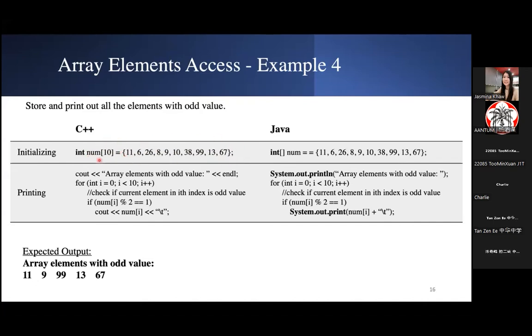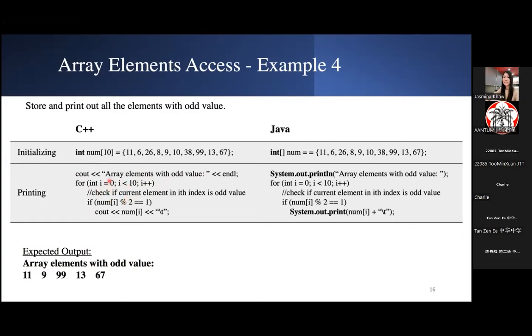After we declare and initialize it, now we would like to print the value with odd value only. So we can add in the condition before we print out the value. Here we have cout array elements with odd value. So this is the expected output, array elements with odd value. Now we have the for loop. So for the for loop, we have index number start with 0. It will loop until I is less than 10, because if we have 10 elements, means that the index number will start from 0 until 9 only.